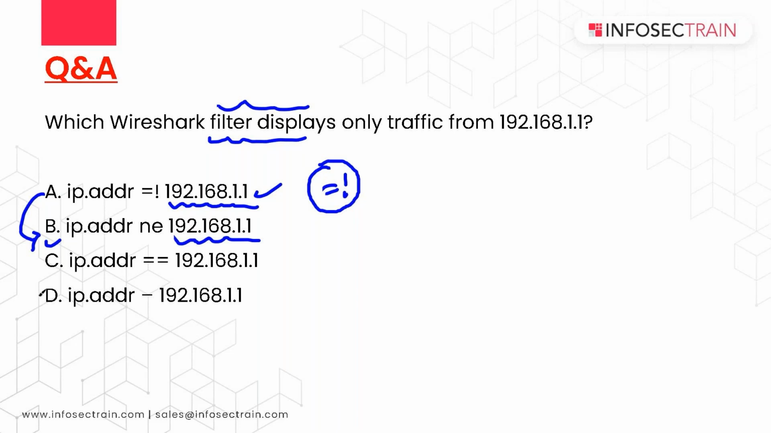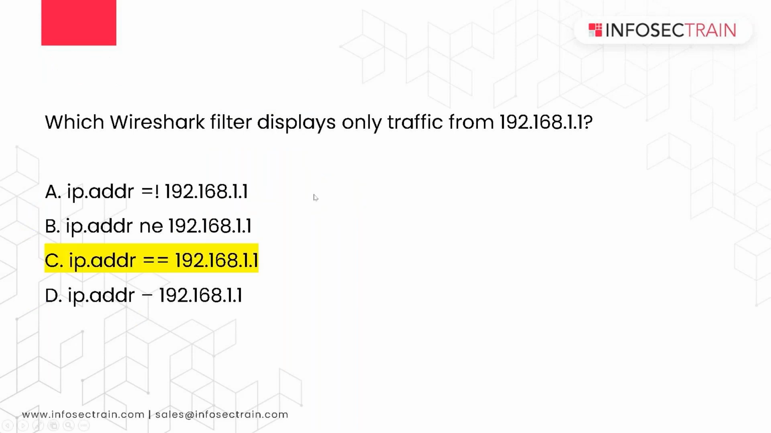Then after this we are having the option D, in which we are using a hyphen, right? And in the display filters we are not having a hyphen over there. So this is not a valid filter. So the correct option we are having is your option C.